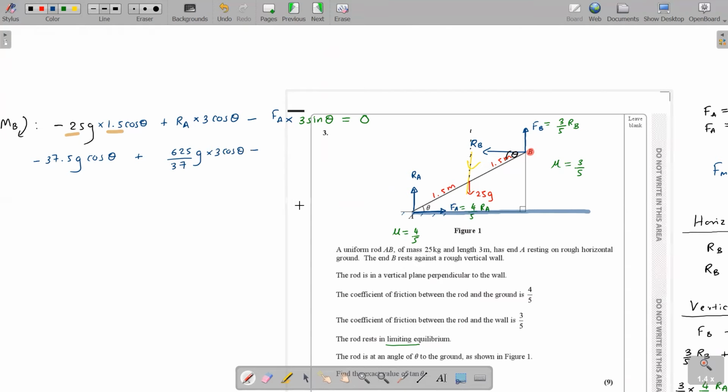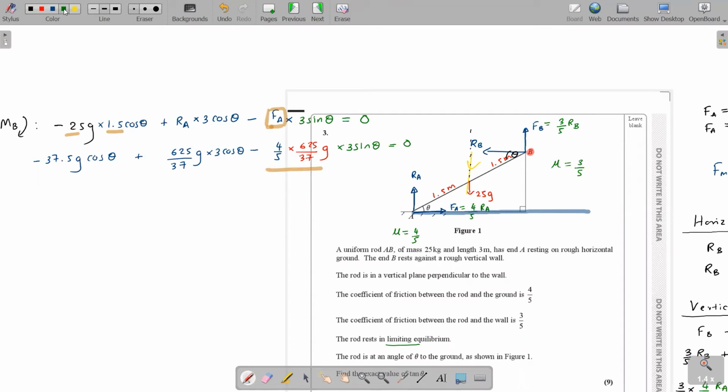Minus friction A. Friction A is 4/5 times normal reaction A. Normal reaction A was found to be 625/37 G, right? Are you with me? So here friction A is 4/5 into RA. RA is 625/37 G, into 3 sine theta. Are you following me? This entire value here is the friction A value. Is this clear?